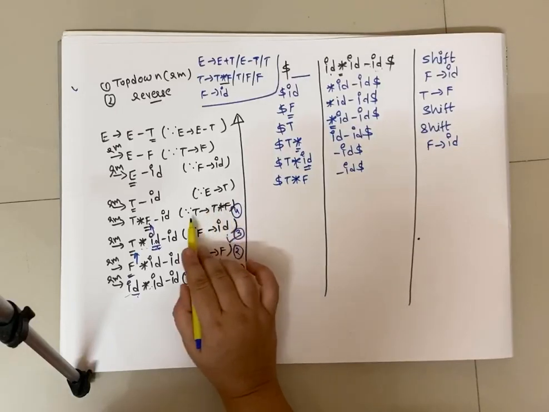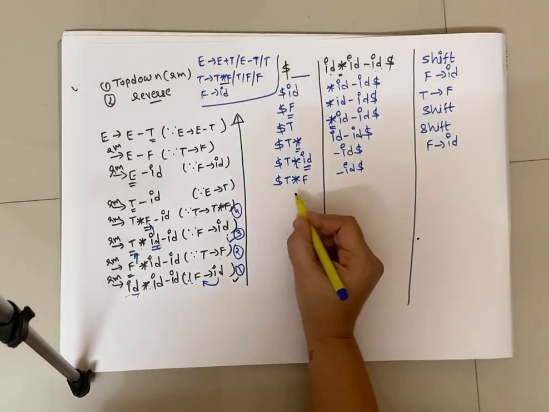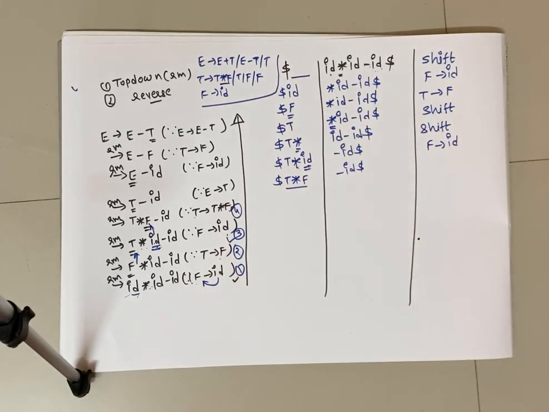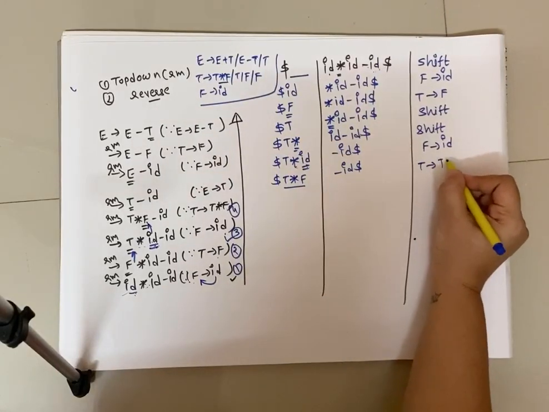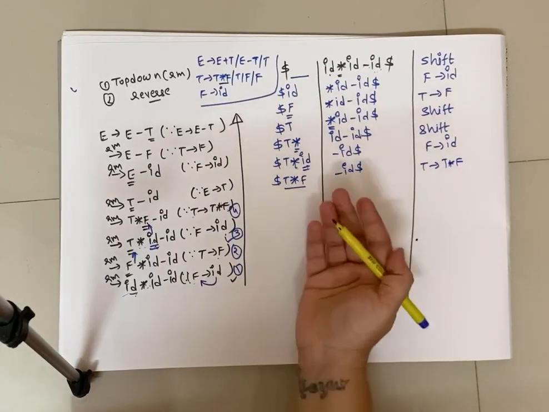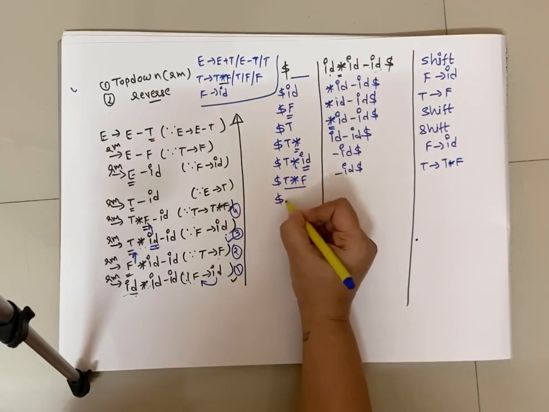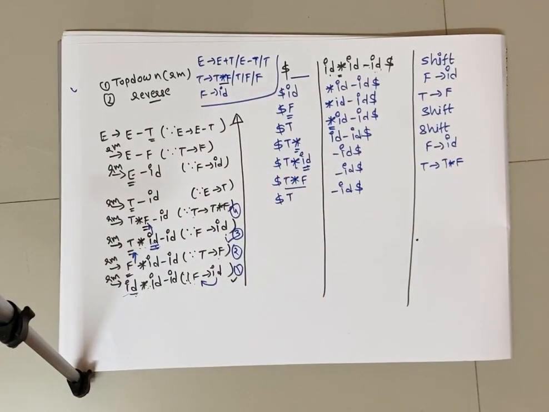T multiplied by F should be reduced to T. So observe, do you have the top of the stack frame that contains T multiplied by F? Yes, we have. So what we have to do? We have to perform T multiplied by F should be reduced to T. So entirely T multiplied by F will be popped and T will be pushed. Minus ID dollar will remain as it is.